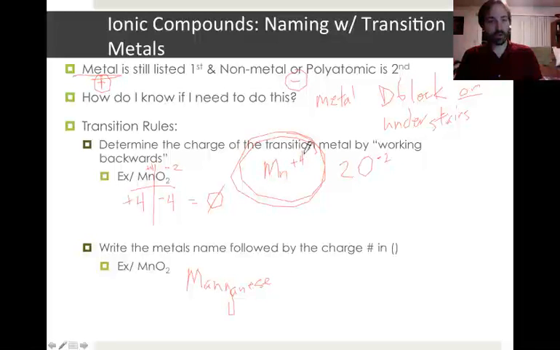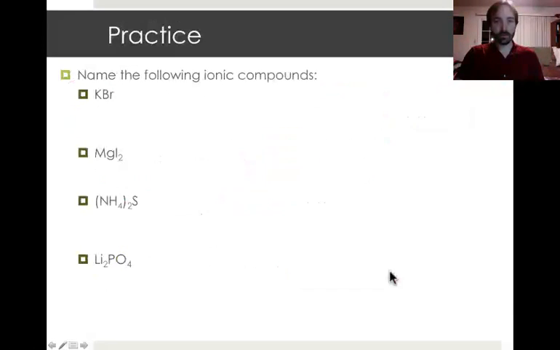We look at the charge number, which is 4, and we write that in Roman numerals. So there we go, IV, 4. And then we follow up with the same method for the nonmetal as we did before. So this is oxygen, so we use the ox, and then we give it that "ide" ending. Okay, that's a transition metal.